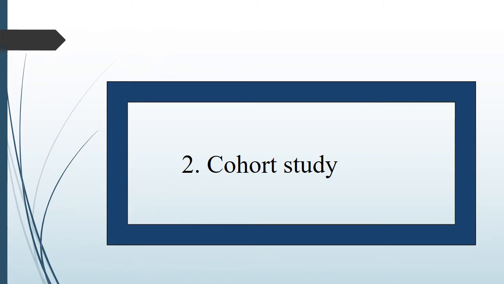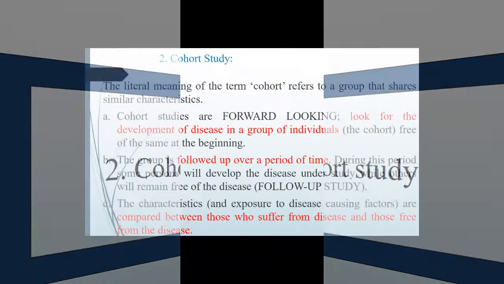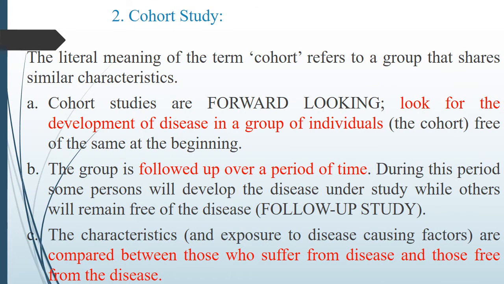Next we will see about the cohort study. Cohort study is forward looking. Look for the development of disease in a group of individuals free of the disease at the beginning. So cohort study means we are looking forward, to the future. We are expecting something from the patient. The patient is exposed to a causative agent, so the patient will get this kind of outcome or disease. So this is our future, forward looking.